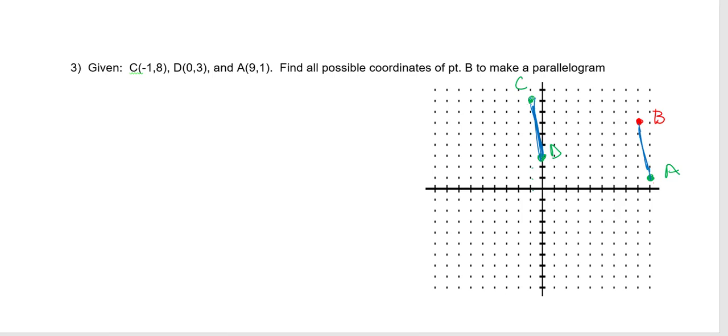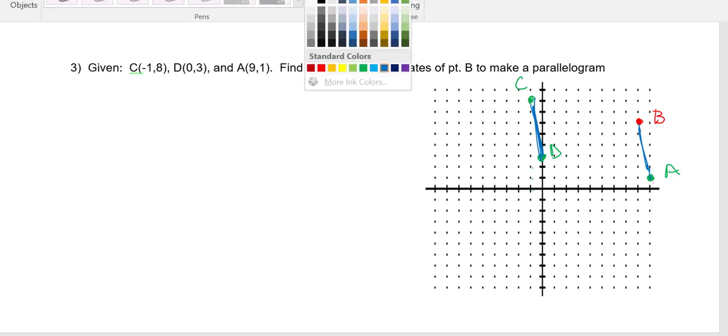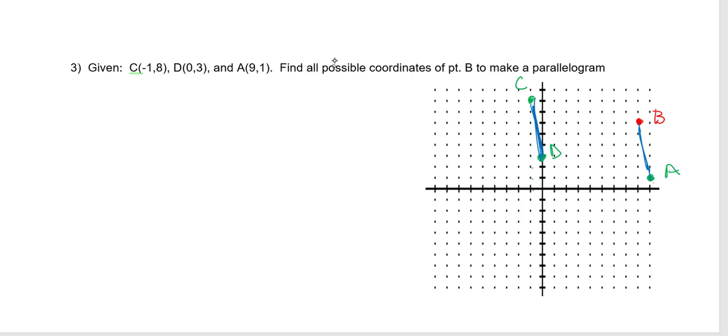So if I go down some amount and then over 1, then that would be the same as going down and over 1. These two have to have the exact same slope. Or I could go left and then up the same amount to find where the actual B is. Okay, and that's really all I'm going to do when I'm looking for these points: I'm using the slope and I'm just going to count.